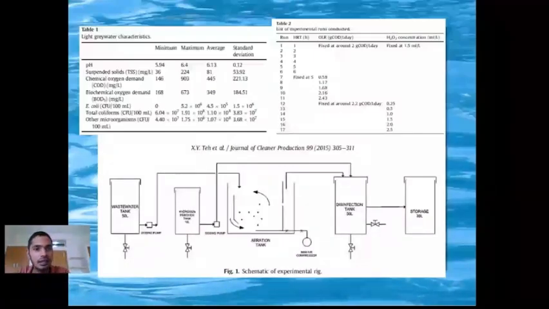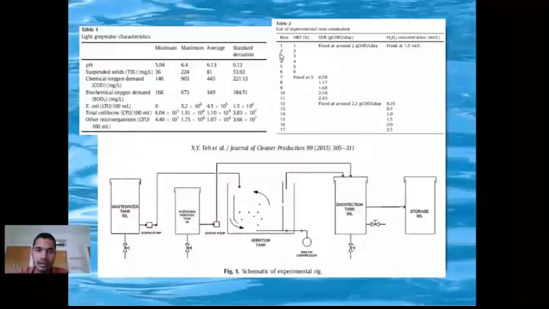As we can see here, these are the different compositions of grey water. pH is around 6, slightly acidic. Suspended solids are 81 mg per liter. COD is 445 mg per liter. BOD is 349, and the E. coli bacterial load is around 4.5. The total coliform is 1.1 times 10 to the power 8, and other microorganisms total 1.7 times 10 to the power 8.